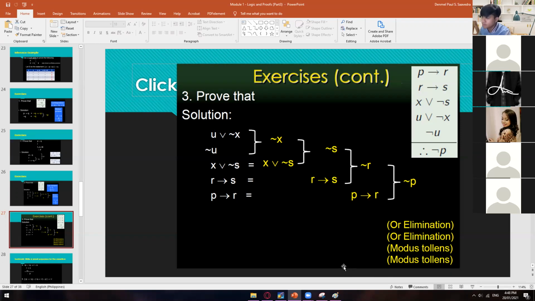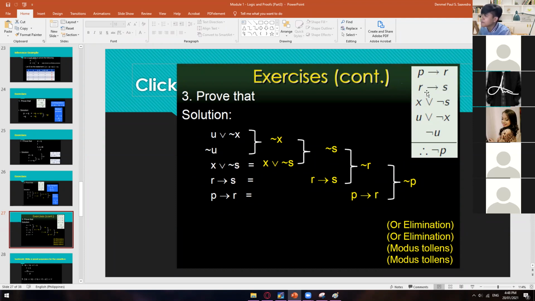Sir, question, sir. Yes. In making the solution, sir, do we need to start from bottom to top? Actually, there is no proper arrangement of your hypotheses. In here, you can simply put this P conditional R into the last one, R conditional S into the first one, X or not S into the second one. That's up to you on how you will arrange such expressions.